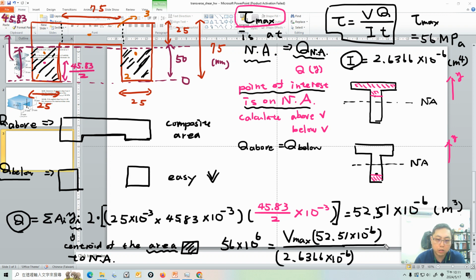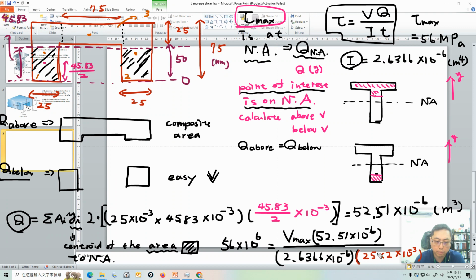Okay, and our t is the thickness here, so our point of interest is here. So what is our t? Our t is 25 and 25. Don't forget 25 and 25, because our cross section is here. So your t is this part and this part, so it's 25 times 2. Be careful. So this is 25 times 2 times 10 to the power minus 3.